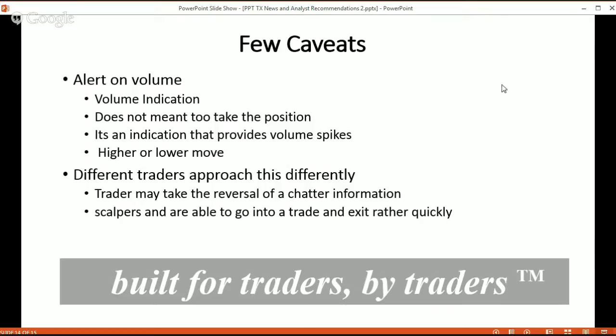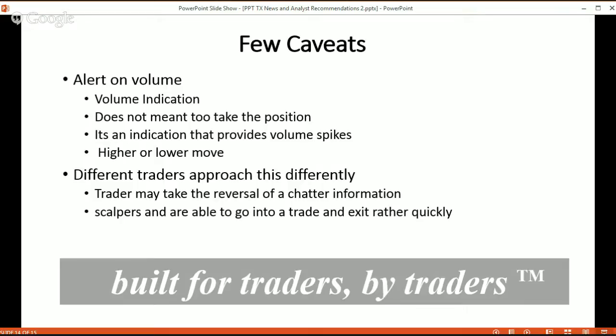A few caveats on this. Alerts on volume are an indication of volume. Obviously, take it for what it's worth. It does not mean to immediately take the position. If you're new to this type of information, discover it a little bit, watch it for a few days, and see what impact it has on the particular equity with respect to the information. It's also just an indication that provides volume spikes. It can be a higher move, it could be a lower move.